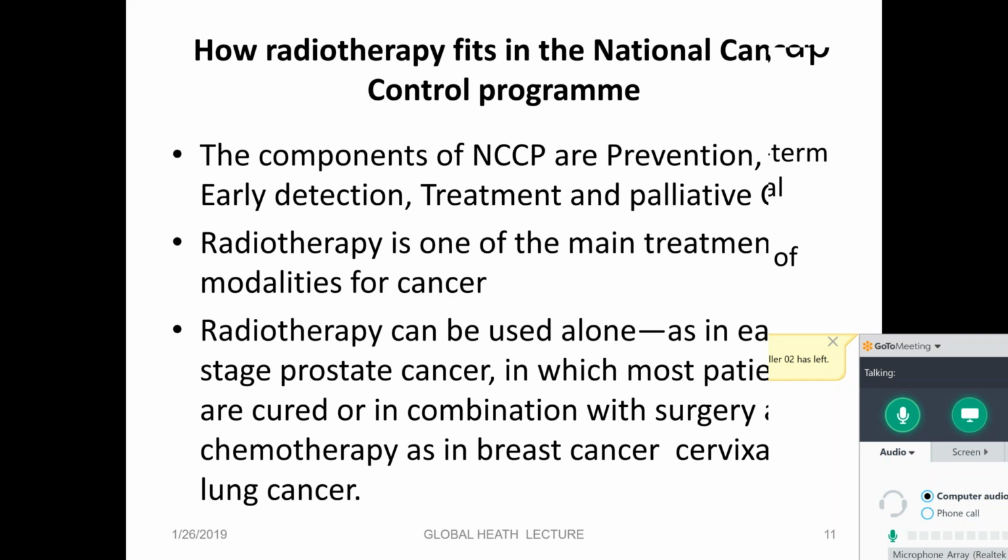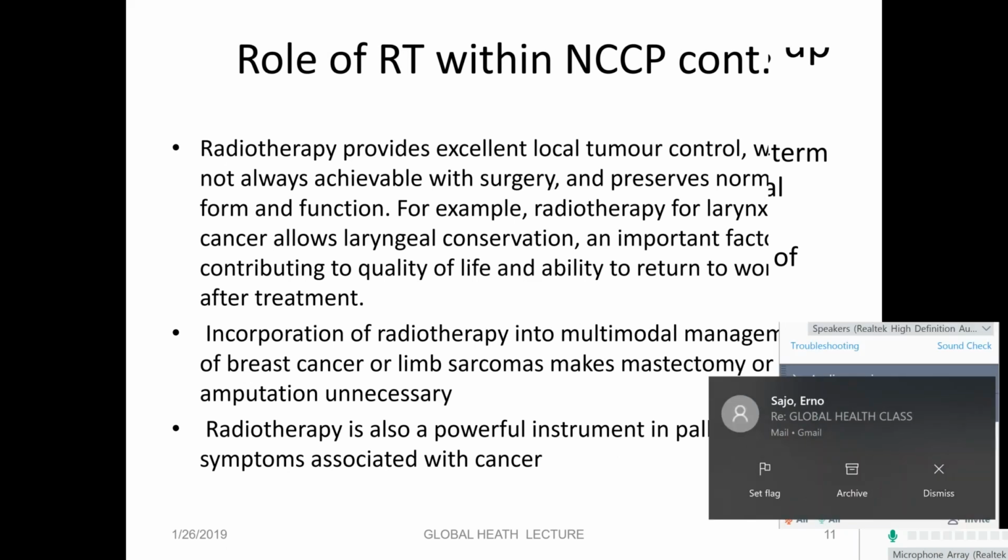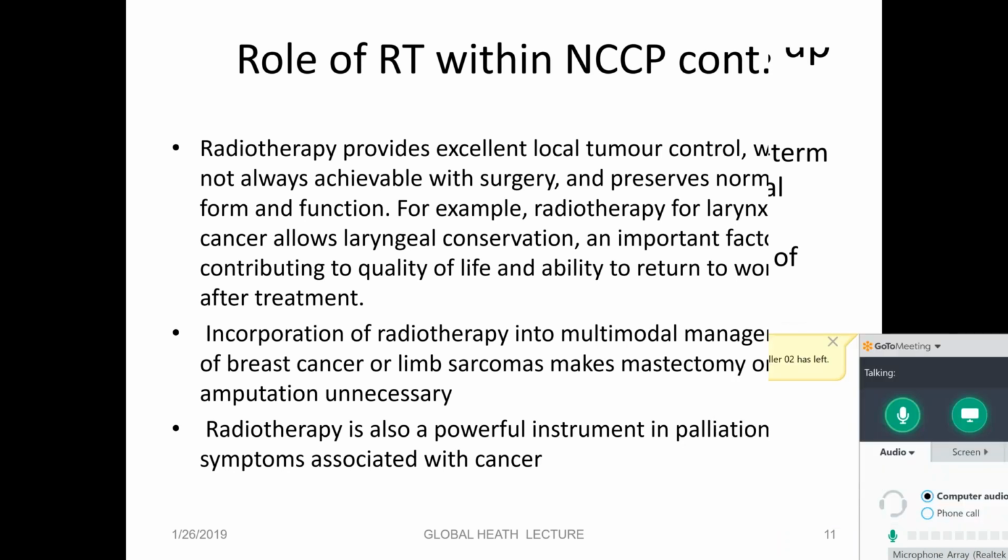Radiotherapy provides excellent local tumor control, which is not always achievable with surgery. It preserves normal form and function. For example, radiotherapy for larynx cancer allows laryngeal conservation, an important factor contributing to quality of life and ability to return to work after treatment. If a teacher was to have a laryngectomy, it means they will not be able to go back to work. We need their voice to earn a living.